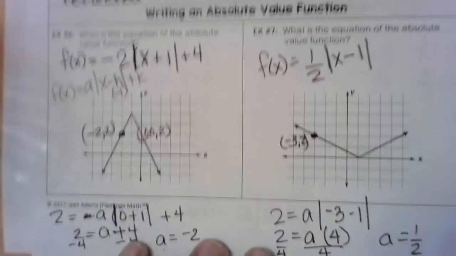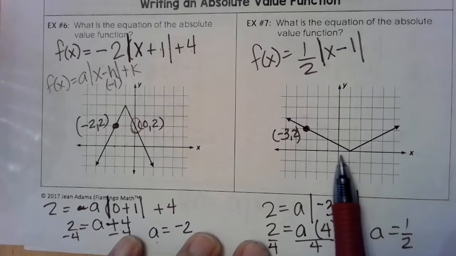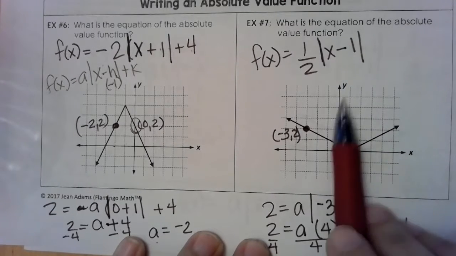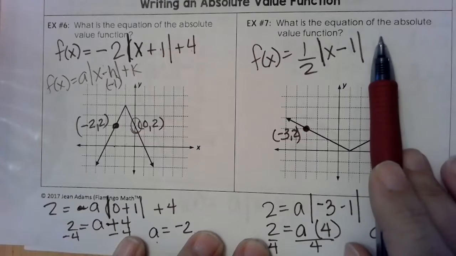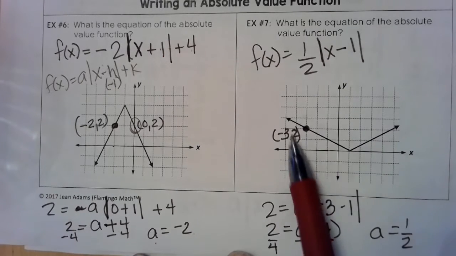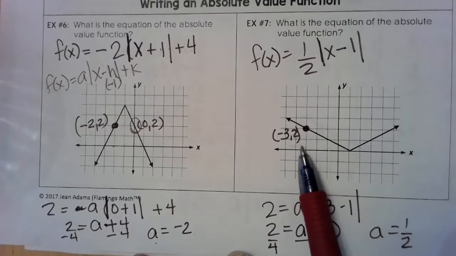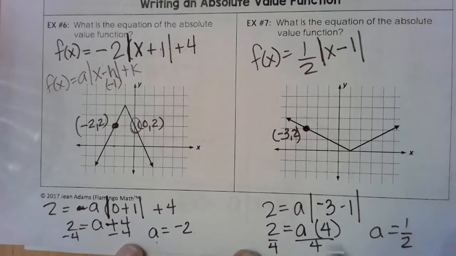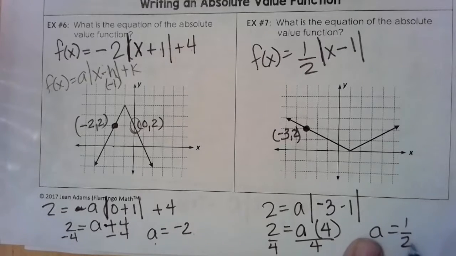Same kind of concept here. We moved over to the right 1, so it's going to be a -1. We didn't go up or down, so we do not have a plus k. And then we'll pick one other point somewhere on the graph, which -3, 2 was an easy one. So we'll plug in -3 where x was, 2 where y was, and then we solve for a and find out that a is now 1/2.